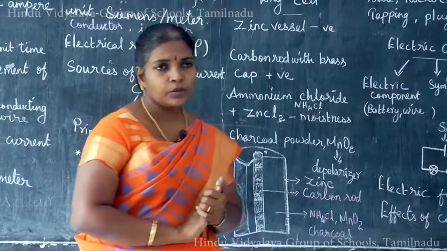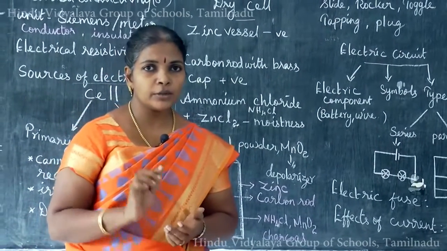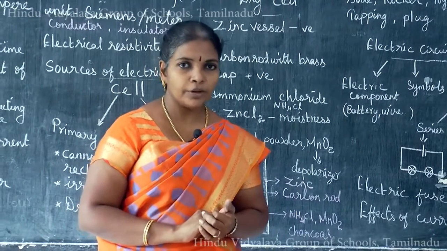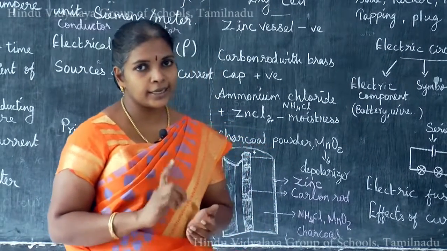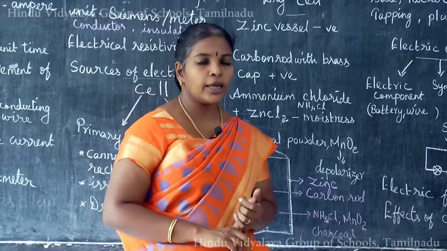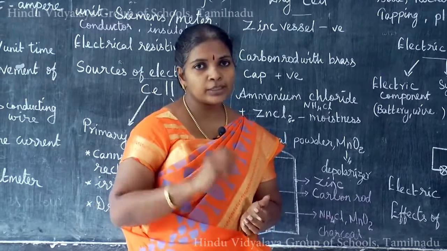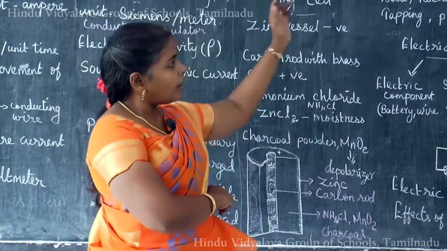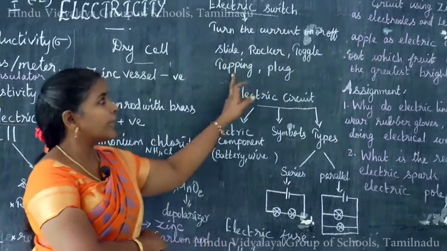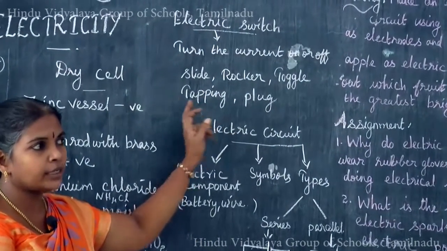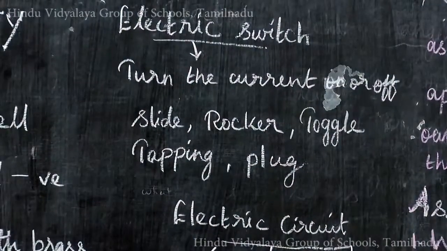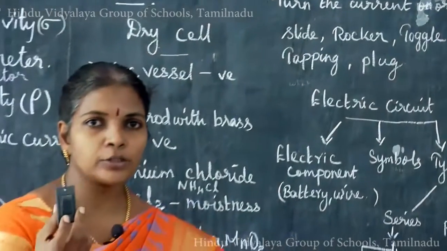Okay, next, dear students, can you remember what you will do to turn the current on or off in an electric circuit? Very good, that is a switch. So, a switch is an electric device to turn the current on or off in an electric circuit, and there are different types of switches. That is plug key, slide switch, rocker switch, toggle switch and tapping switch. But nowadays in household wiring, we are using a rocker switch. Have you seen this type of switch? This is a rocker switch.